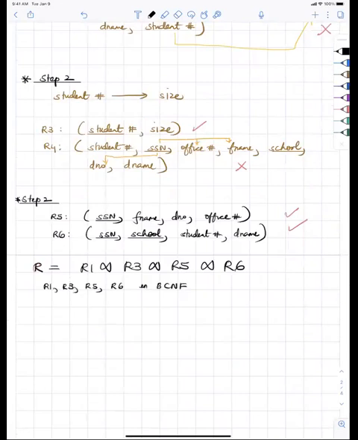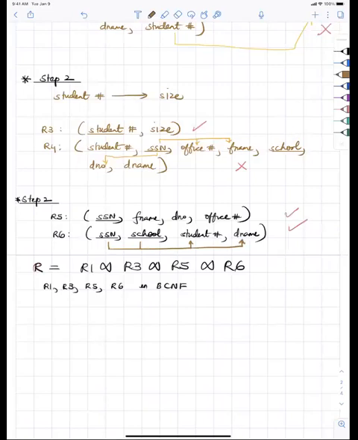Can you just quickly go over why R6 is in Boyce-Codd? Because the only functional dependency in R6 is this one: social security number and school determine student number and D name. There's no other functional dependency in R6, and SSN and school are the key. So it satisfies Boyce-Codd normal form.